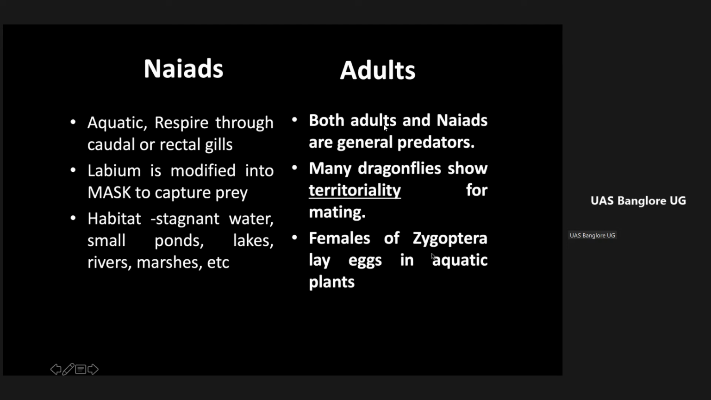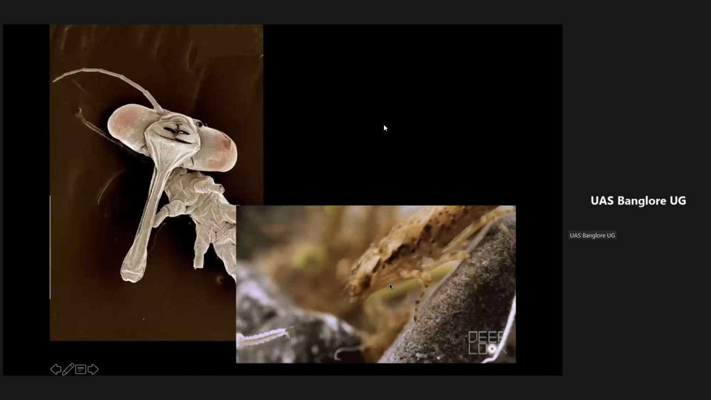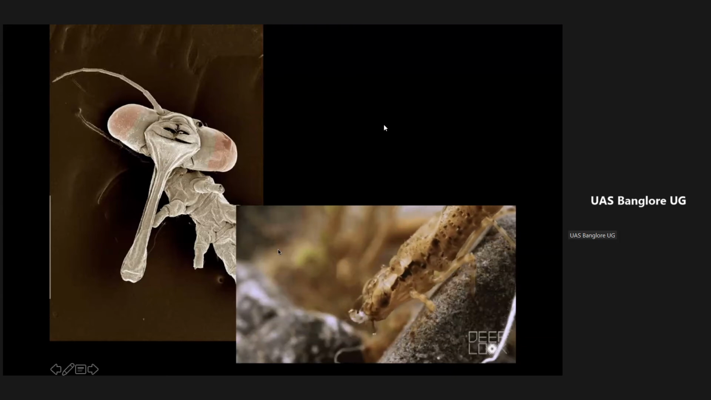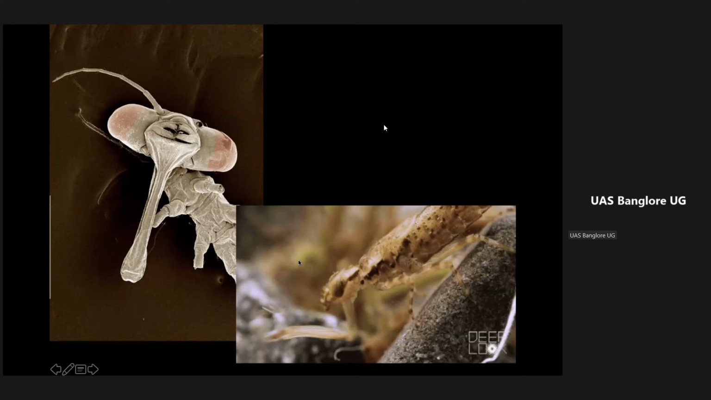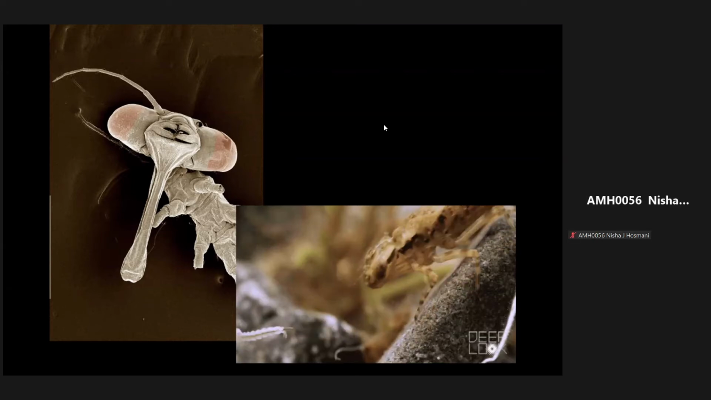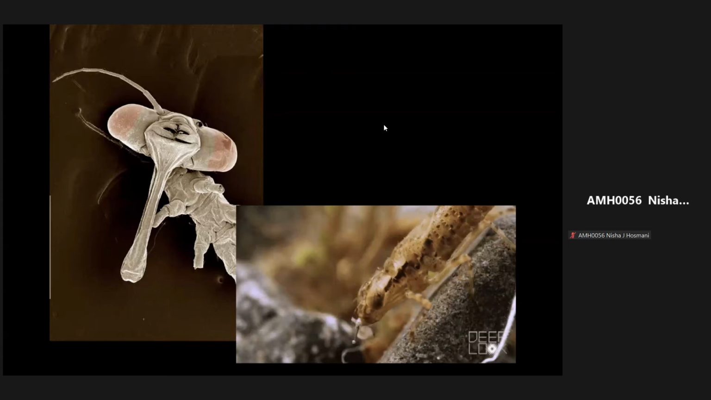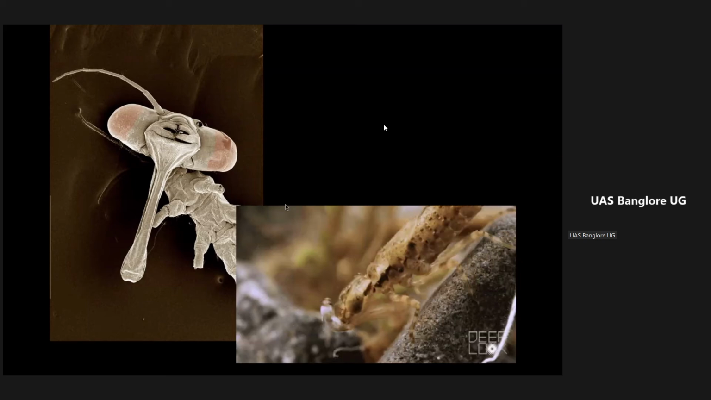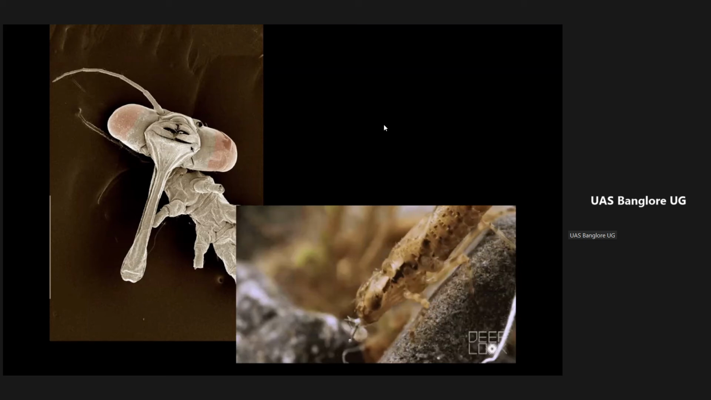Females of Zygoptera lay eggs in aquatic plants. What is Zygoptera? I'll tell you. If you look at this, these are the extended mouth parts. The modified labium, we call it the prehensile organ. They extend it and catch the prey. Yes, any doubts? You can see that they are good predators of mosquito larvae. They eat away a lot of mosquitoes and tiny fishes. This is the modified labium.